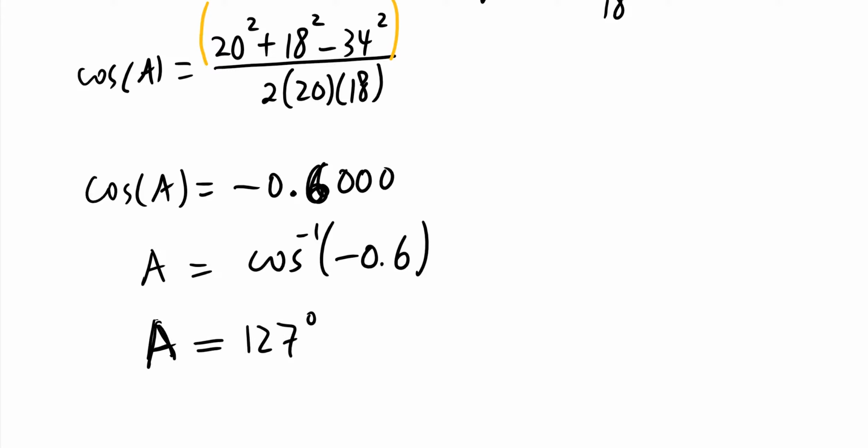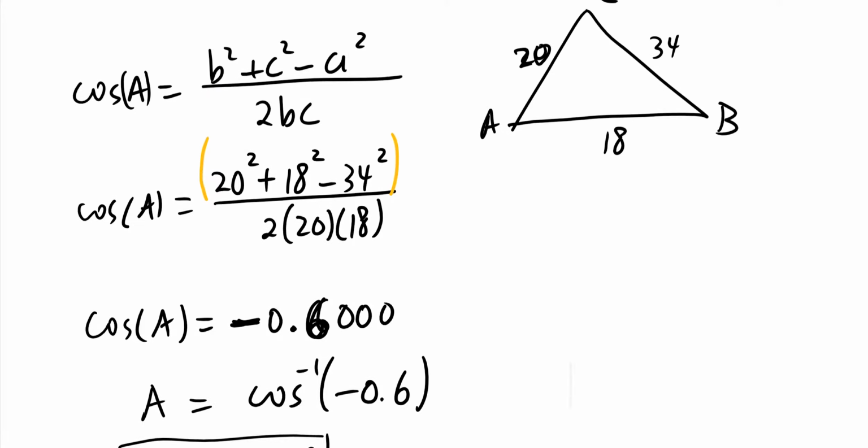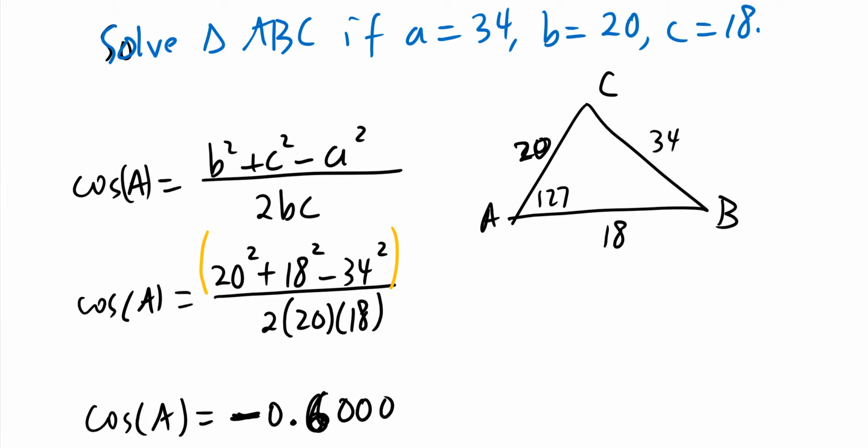This is to the nearest degree. So I rounded to the nearest degree. I found angle A, which is an obtuse angle. That's because the cosine was negative. It's an obtuse angle. So what did I use here? I used law of cosines to solve for A. So let me go back to the figure. This is 127. I need to find the rest of the angles.